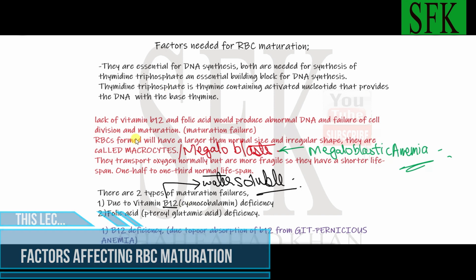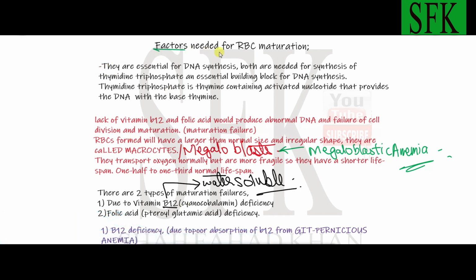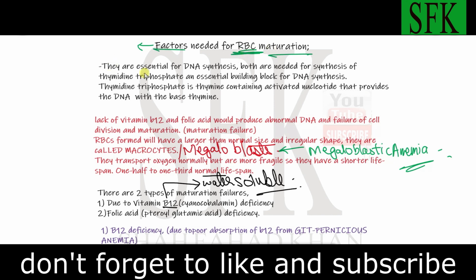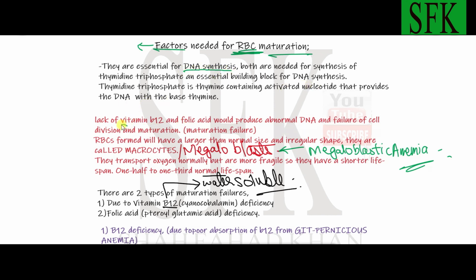Okay, so let's begin. There are two main factors which are responsible for RBC maturation, that control RBC maturation. The two essential factors are the ones which control the DNA synthesis of the red blood cells. And these factors are namely vitamin B12 and folic acid. Both of them are vitamins.